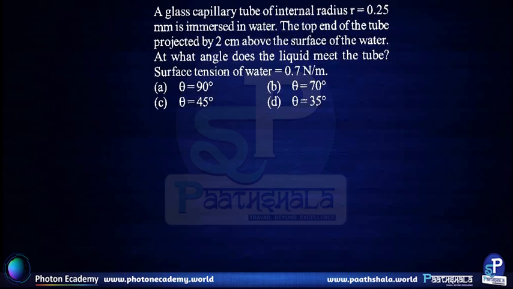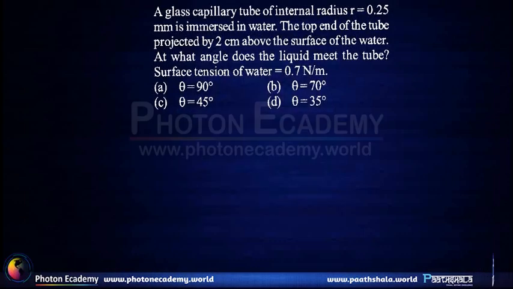A glass capillary tube of internal radius r equal to 0.25 millimeters is immersed in water. The top end of the tube is projected by 2 centimeters above the surface of the water. At what angle does the liquid meet the tube? Surface tension of water is 0.7 newtons per meter.